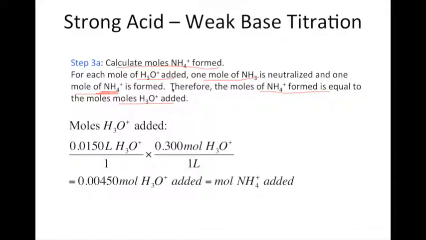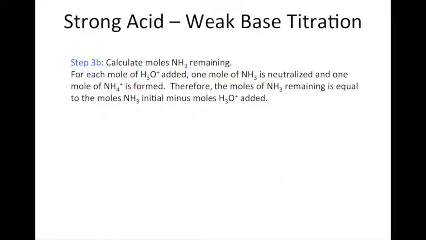So let's do this calculation. To this point, we added 15 milliliters of acid. Let's convert that to liters. And we know the molarity of our HCl solution. So we multiply by the molarity, my liters cancel, and I end up with 0.0045 moles of acid added. We actually already calculated that. And that's the same as the moles of ammonium produced, not added, but the moles of ammonium that have formed, because again, those are stoichiometrically equivalent. So to this point, we've produced 0.00450 moles of ammonium.